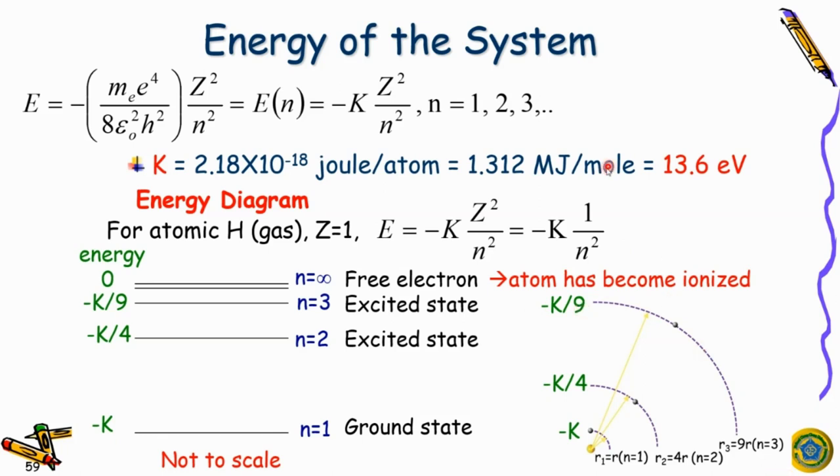So, as long as you remember the relationship between energy and the integer number, and you also remember this, you can easily write down the energy, the radius, and also the energy diagram. So what I want you to remember is this equation. Of course, you don't need to remember this. You need to remember this, and this number.